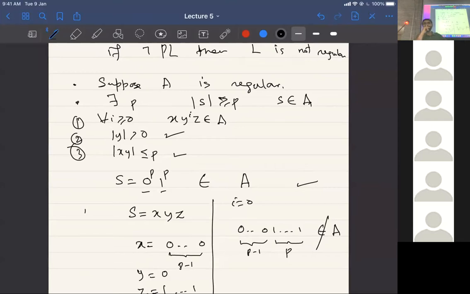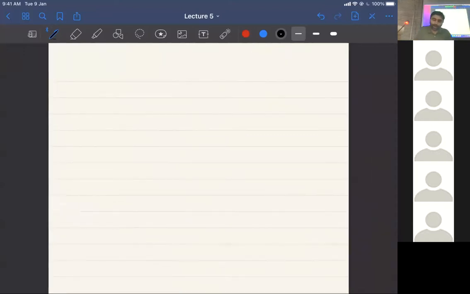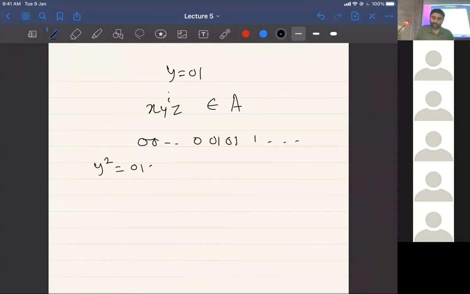Yes. No, I don't understand. What if we take y as 0, 1? Okay, that's perfect. That's a very good question. So if you take y equal to 0, 1, then it says that x, y^i, z for every possible value of I must be in the language, right? So you would have the zeros, then you would have 0, 1, then 0, 1, and then all the ones. Because y squared is equal to 0, 1, 0, 1.